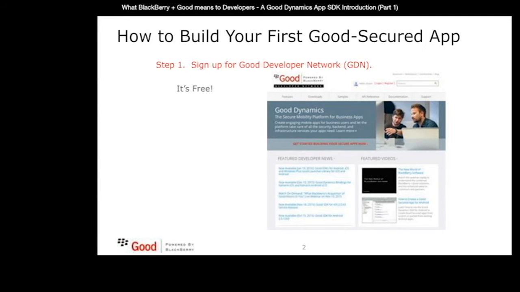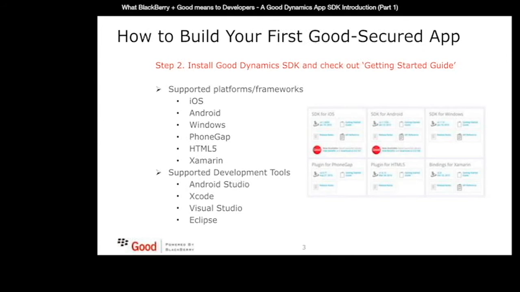So next, we'll be downloading and installing the Good SDK based on the platform of your choice and development environment. So Good Dynamics SDK supports iOS, Android, and Windows. And we also provide plugins for PhoneGap and HTML and bindings for Xamarin. And as I mentioned, supported development tools include Android Studio, Xcode, and Visual Studio, including Eclipse.